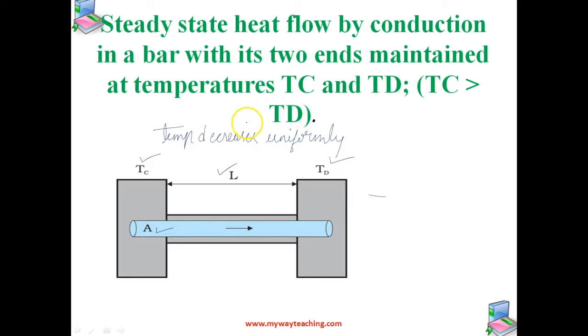The reservoir at C supplies heat at a constant rate which transfers through the bar, and it is given out at the same rate to the reservoir at D. So this reservoir at C transfers the heat at a constant rate and it is given out at the same rate to the reservoir at D. And it is found experimentally that in the steady state the rate of flow of heat H is proportional to the temperature difference.